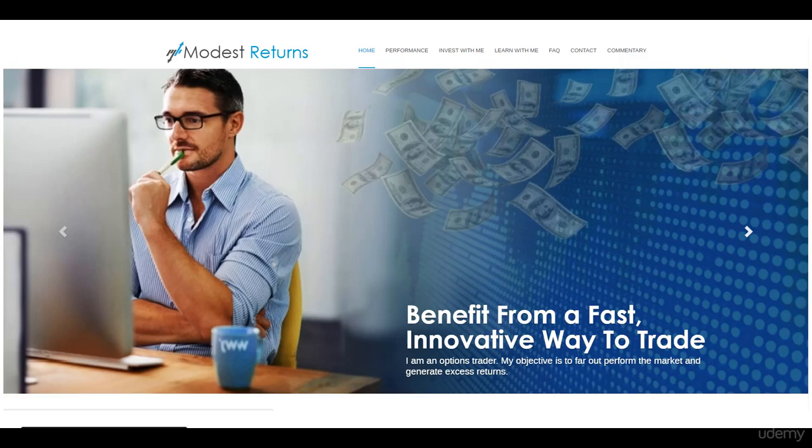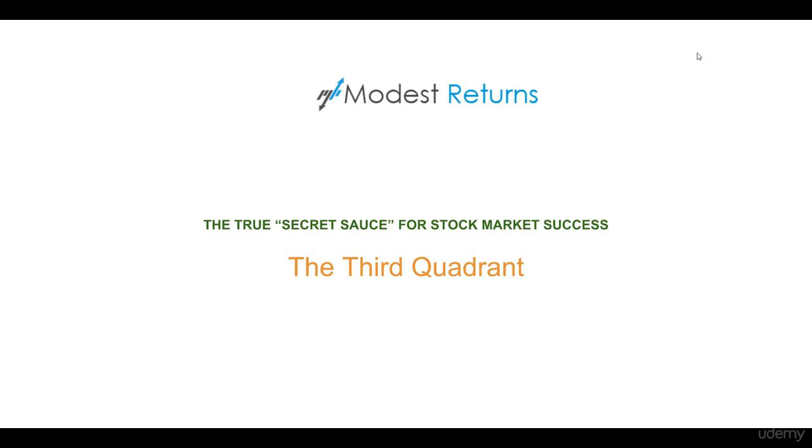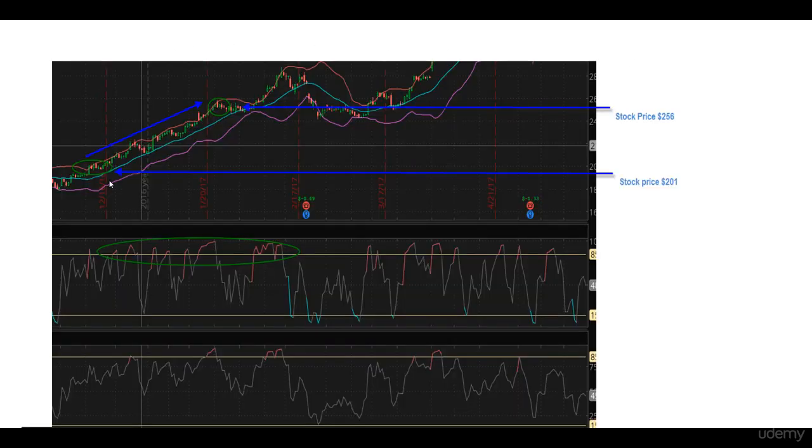The third quadrant is a very interesting and important quadrant. Recall that we were discussing moving averages, Bollinger Bands, and RSI. They are all price-based indicators, which means they track how the price moves. As we saw in the Tesla example earlier, going by pure price-based indicators leads to painful losses. Remember, this was a chart where Tesla moved from $201 all the way to $256 in just about a month.